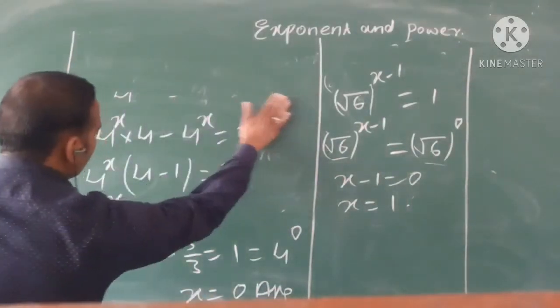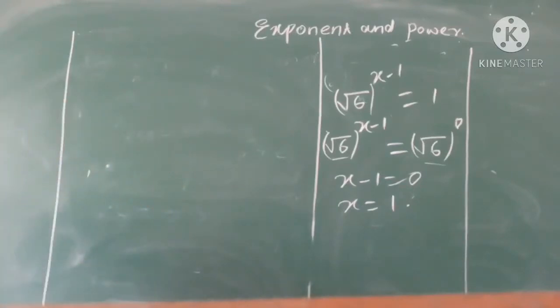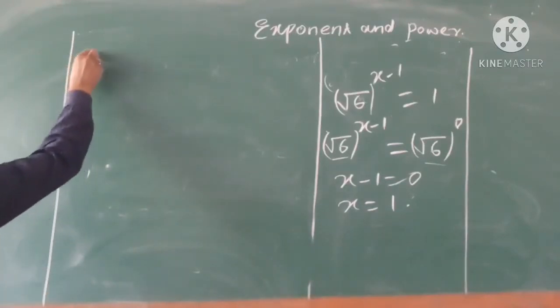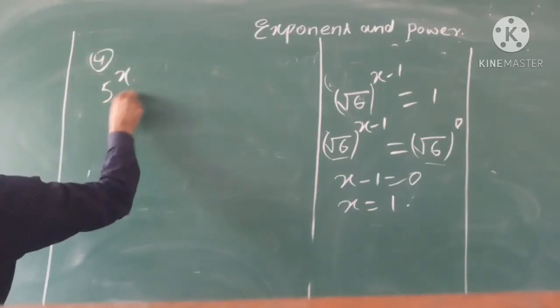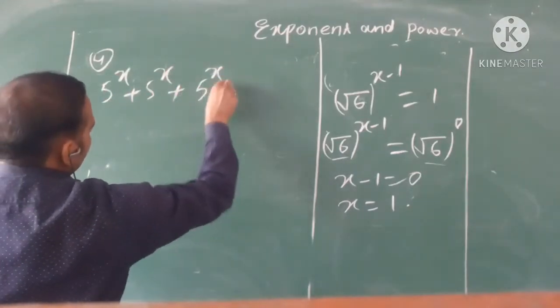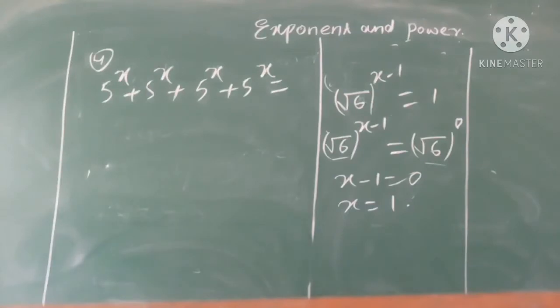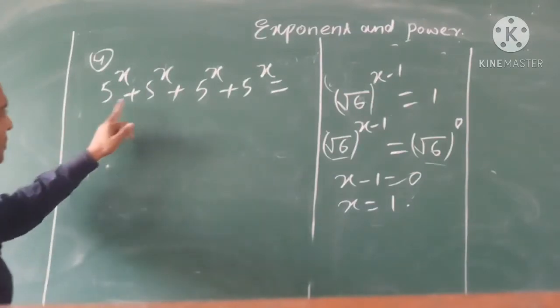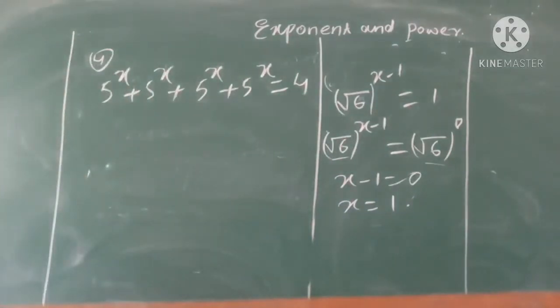The next problem may be: 5 to the power x plus 5 to the power x plus 5 to the power x plus 5 to the power x is equal to 4. How to solve it?